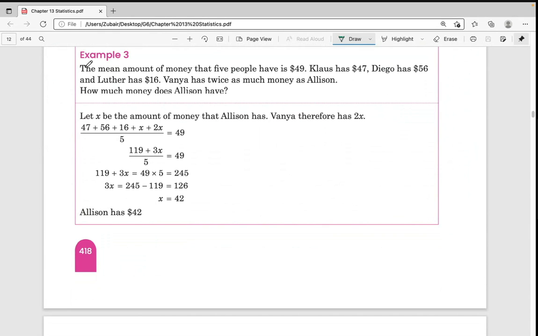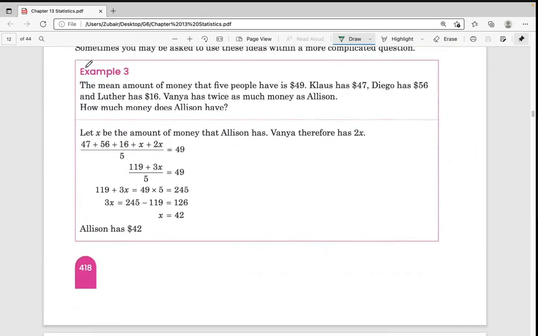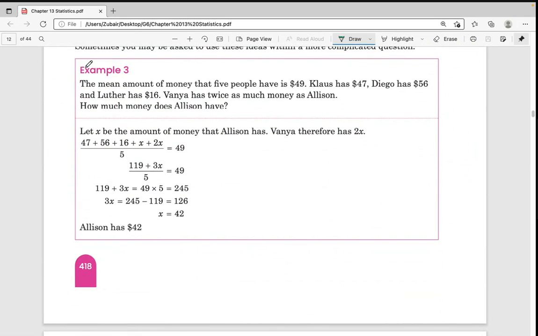Okay. Questions involving mean are sometimes very interesting. The mean amount of money that five people have is $49. Klaus has $47. Diego has 56. And Luther has 16. Vinaya has twice as many as Elson. How much money does Elson have?